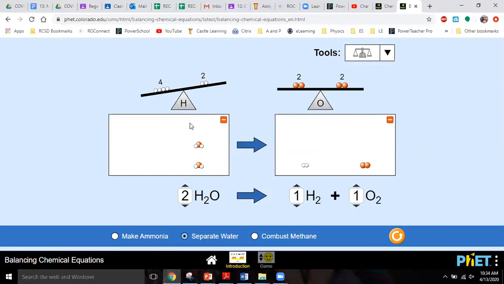Now my hydrogens. I need more hydrogens. If I start with 4 hydrogens on the left, 4 whites, then I need 4 over here. So I do that over on the right.